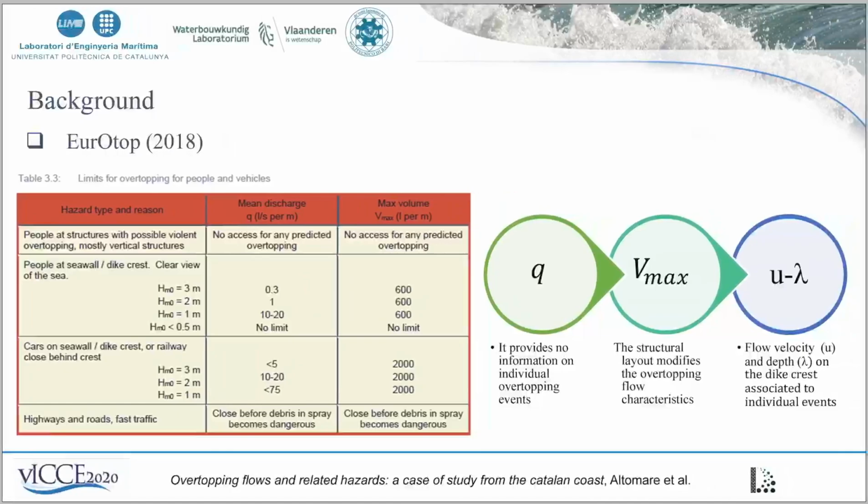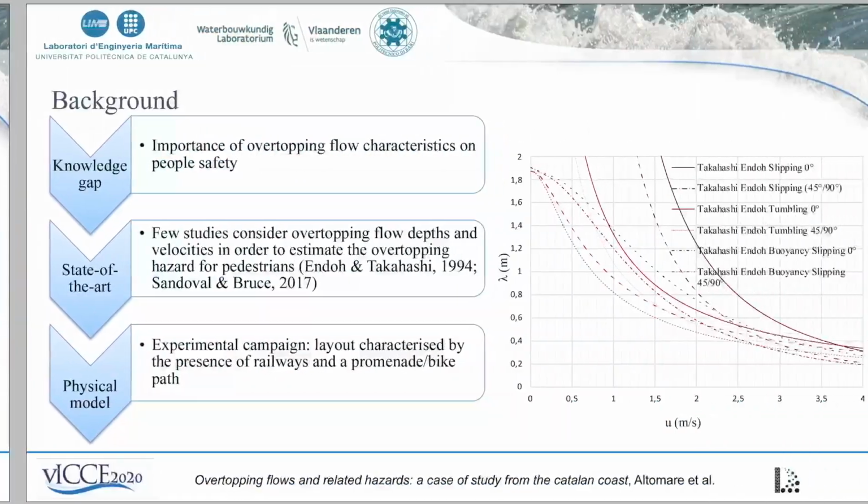EurOtop proposed certain criteria for the safety of people, of pedestrians on a sea dike or behind a sea dike. These criteria are based just on mean discharge, for which certain ranges are proposed depending also on the local wave height at the toe, but also on the individual maximum overtopping volume. The point is that the individual maximum overtopping volume only identifies one value as threshold criterion, and it is not clear whether or not this value is related to specific characteristics of the overtopping flow properties. That is what we want to characterize.